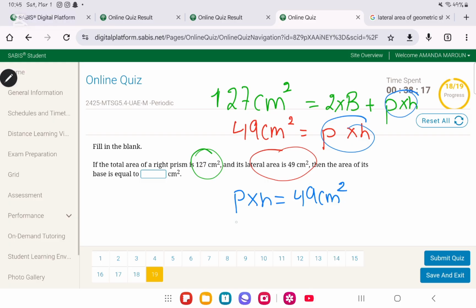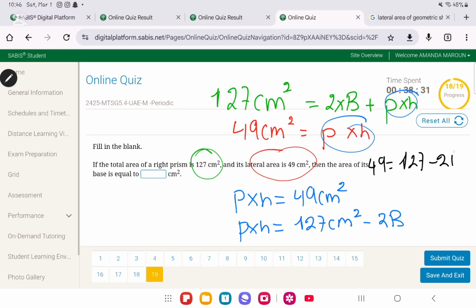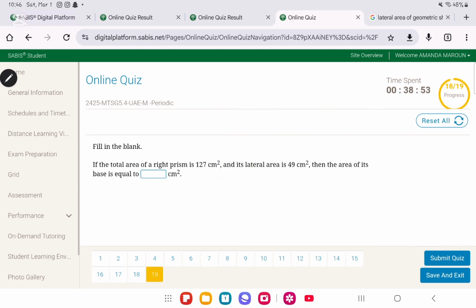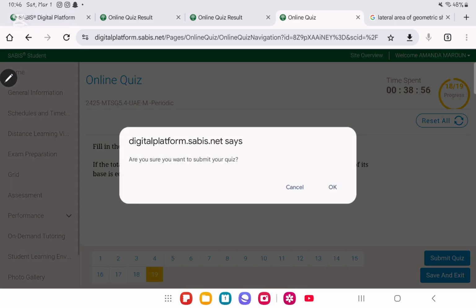And then perimeter times height is equal to 127 centimeters squared minus 2b. Now, you will make these two equal to each other. You're going to get 49 is equal to 127 minus 2b. Move this here, move this there. You are going to get that 2b is equal to 127 minus 49. Subtract both of them. You will get 2b is 78. Divide both sides by 2. So now you have b, which is the area of the base. It is 78 divided by 2, which is 39 centimeter squared. So put it 39. Let's submit.